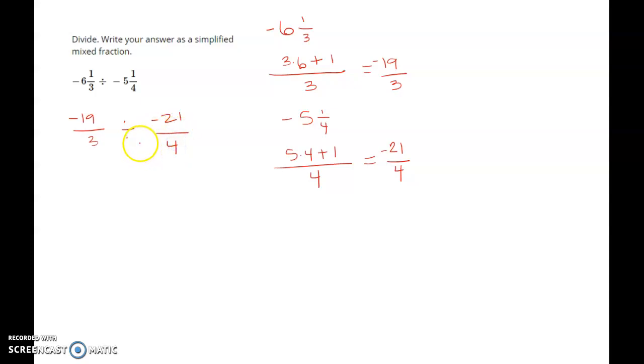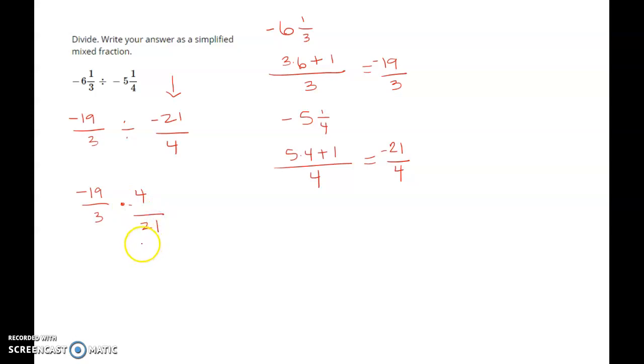Now if you remember, when we are dividing fractions, we flip the second fraction and multiply. So the first one stays. We'll have negative 19/3 here times negative 4 over 21.